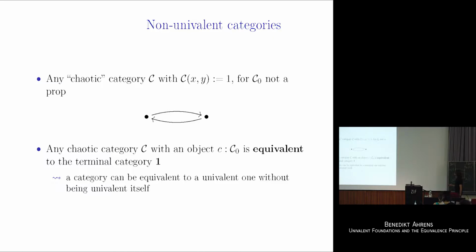And here, for instance, I have two objects, and I haven't drawn the identity arrows. This category is not univalent, because obviously these objects are not identical, but they are isomorphic, because the composition of the two arrows must be equal to the identity arrow. So these objects are not identical, but they are isomorphic. So this is an example of a non-univalent category. But this category is equivalent as a category to the one object category.